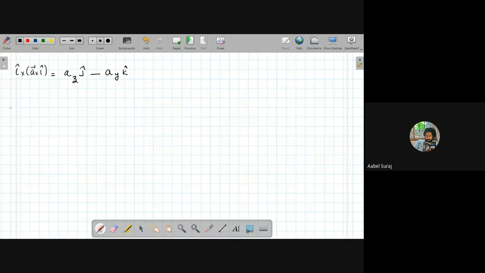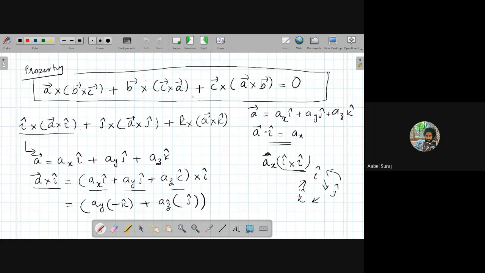Now, next one. Can anybody say a cross j? Now we have written a cross i only, right? Now we need to do i cross a cross i. We didn't do it yet. We have written only this one, a cross i. So now we need to do i cross a cross i.